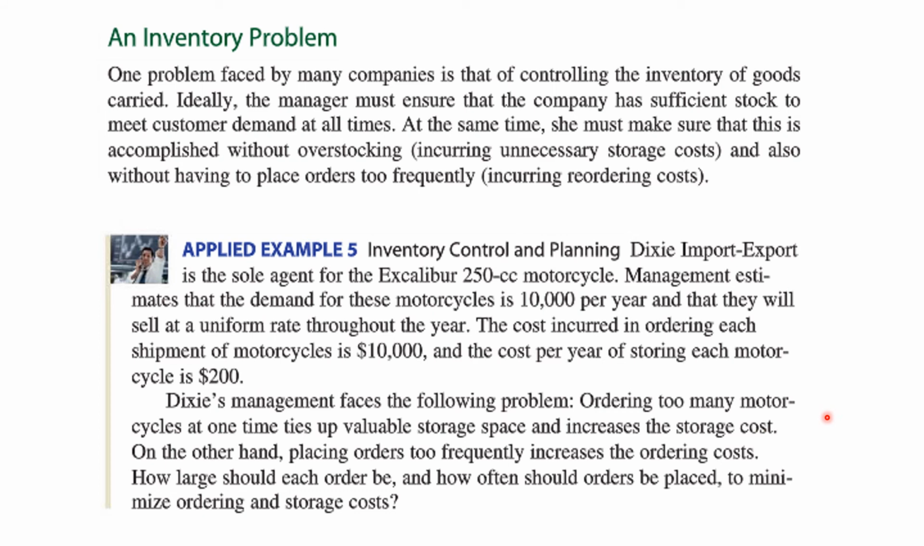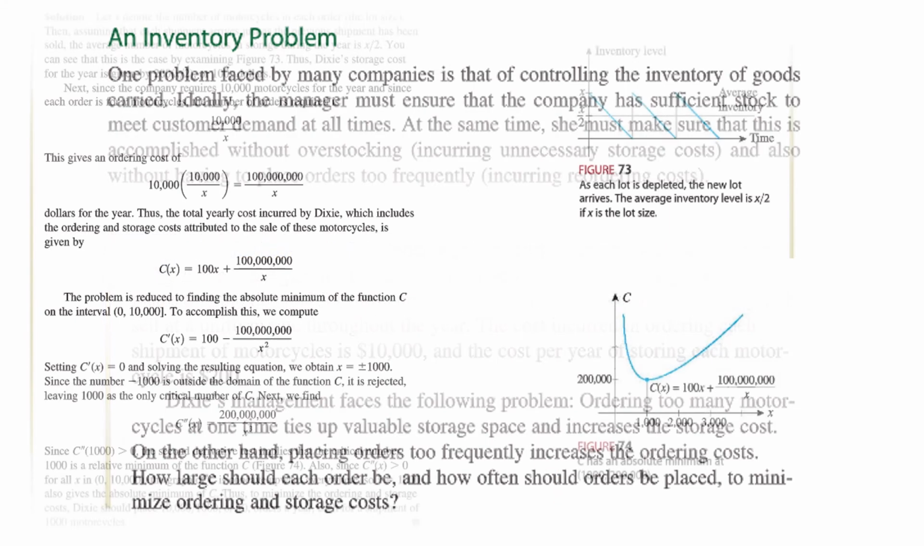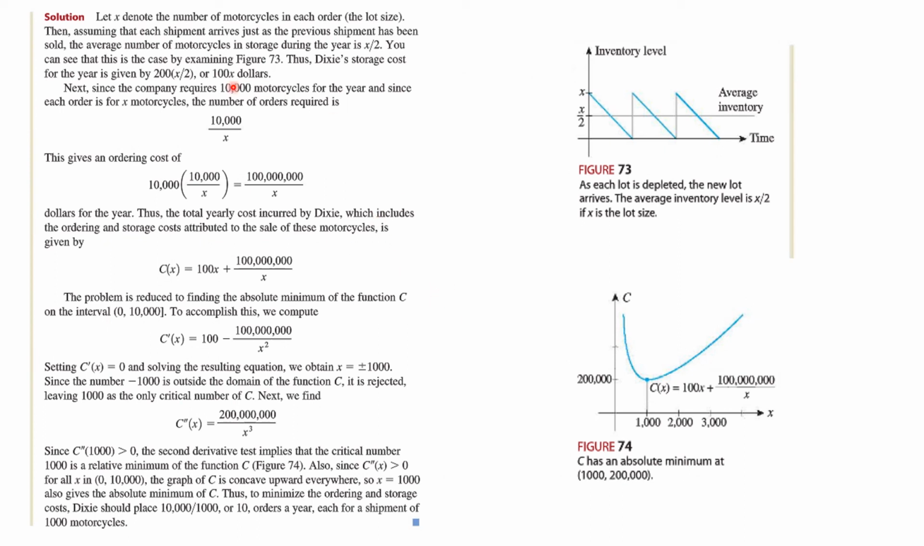Ordering too many motorcycles at one time ties up valuable storage space and increases the storage cost. On the other hand, placing orders too frequently increases the ordering cost. These are conflicting objectives. So how large should each order be, and how often should orders be placed to minimize ordering and storage costs? A very significant problem. But let's deal with it.